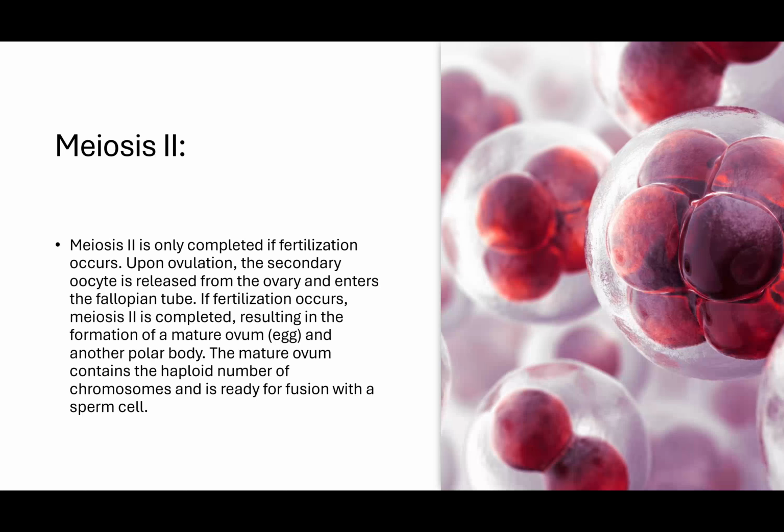Then meiosis 2. It will complete meiosis 2 only if fertilization occurs. Upon ovulation, the secondary oocyte is released from the ovary and enters the fallopian tube, so it enters into meiosis 2. If fertilization occurs, meiosis 2 is completed, resulting in the formation of the mature ovum and another secondary polar body. So there are two. The mature ovum contains a haploid number of chromosomes and is ready for fusion with the sperm cell.